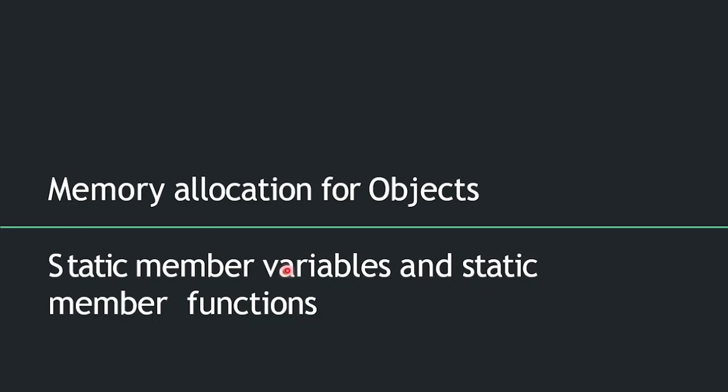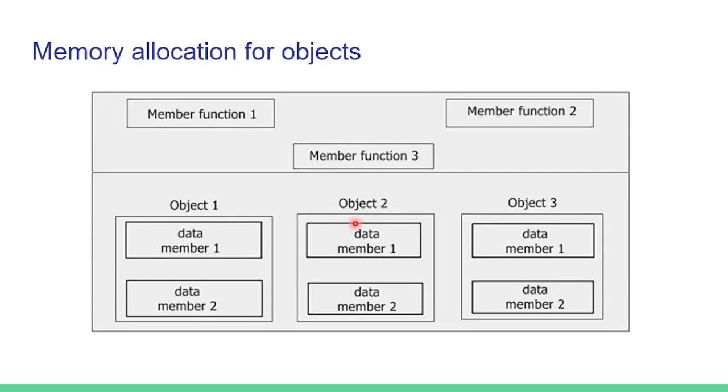In this video, we will be talking about memory allocation for objects. As you can see here, this is a graph which shows how memory is stored for classes. So let us consider an example. We have a class, and inside the class we have function 1, function 2 and function 3. Then we have data member 1, data member 2, which are the variables.